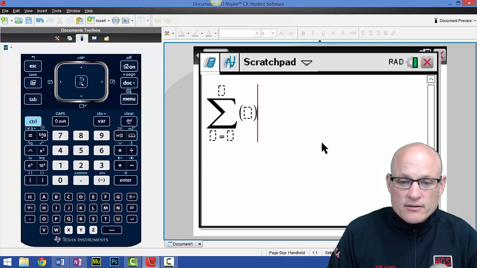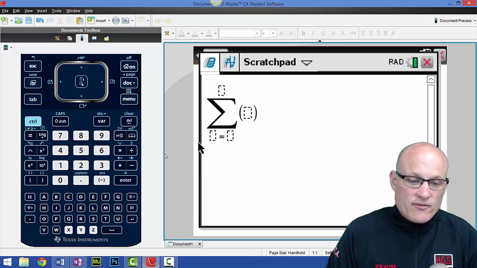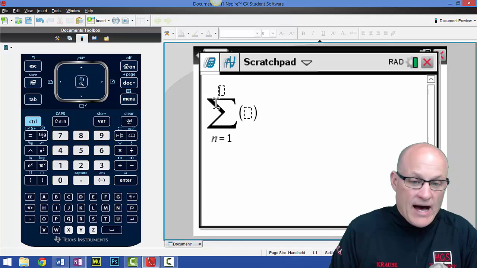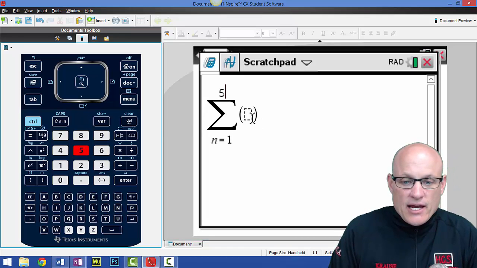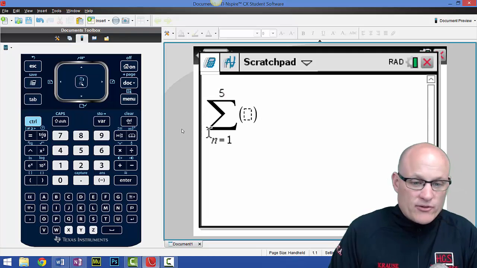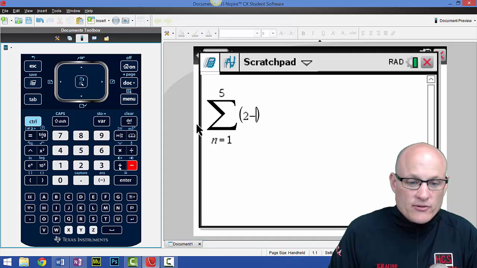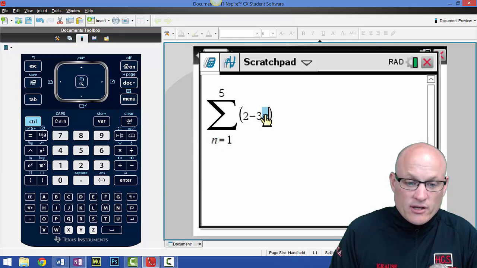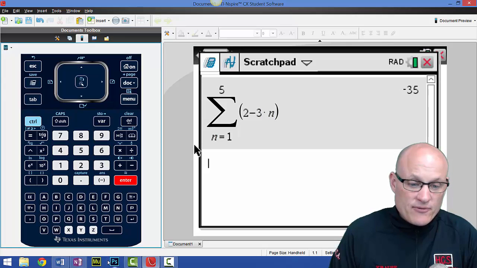Click on that. And so you got to define the variable. I'll just call it n. N equals 1. It doesn't matter. And on the first one, it was going till 5. And we're going to type in 2 minus 3x. 2 minus 3. Now I can't use x. In this case, I'm going to use n. Whatever letter you use here, you have to use here. Now you hit enter. -35.